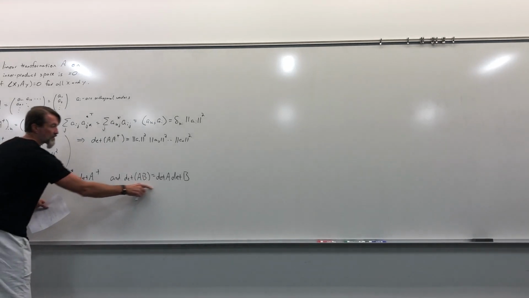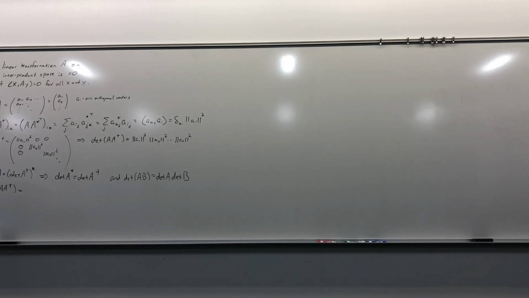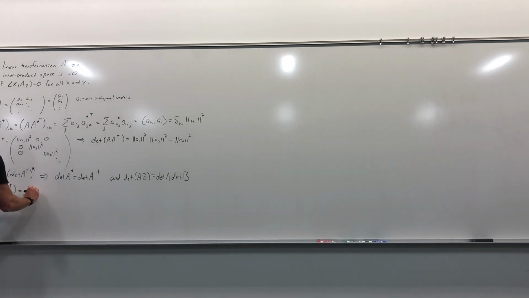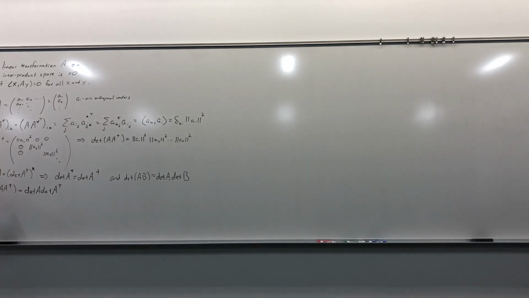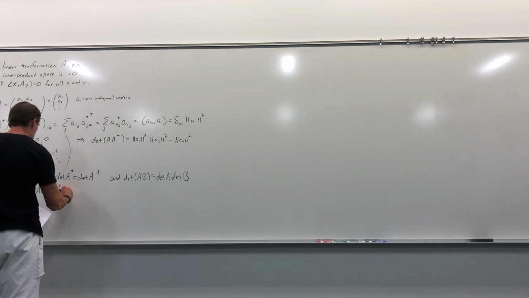So this is just a standard rule for determinants of products of matrices. You can break it up into the product of the determinants. So we can take this and we can break it up into the product of the determinants. All right. Of course, this is the determinant of A dagger, so we can replace that with the determinant of A star.